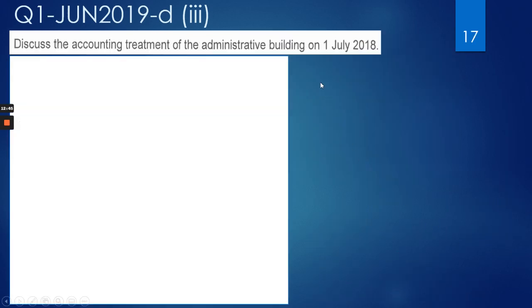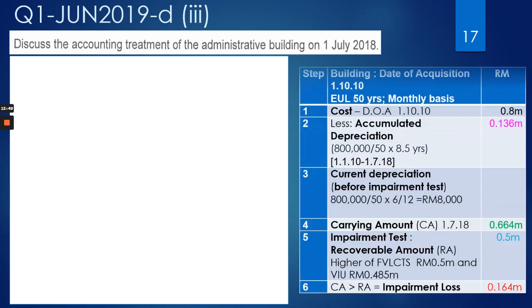So let's look at how to calculate the impairment loss by first doing some workings. Number one, you need to find the carrying amount, because earlier the recoverable amount has been given, and you have finalized that. So if this is number one, this one will have to be found as number two, because you need to compare this with the recoverable amount, and that has to be at the correct date, 1st of July 2018.